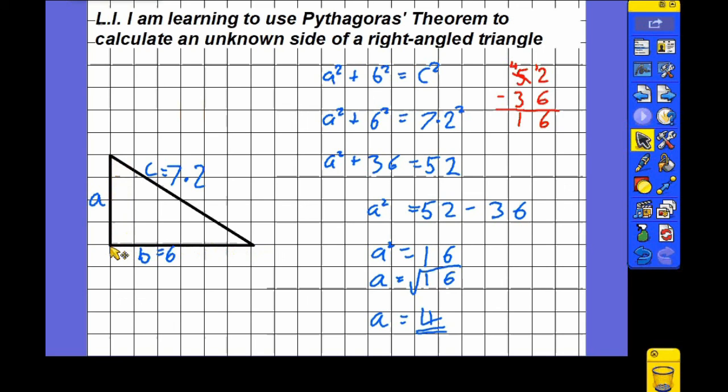So there you go. A squared plus B squared equals C squared. Makes sense. All you need to do is work out what each one of those squared numbers is, and then rearrange the formula if you need to in order to work out any of the other sides.